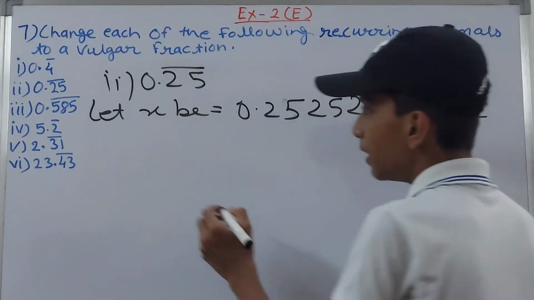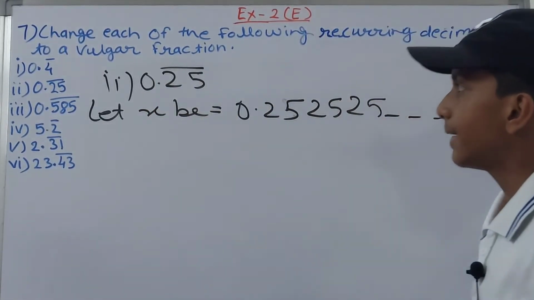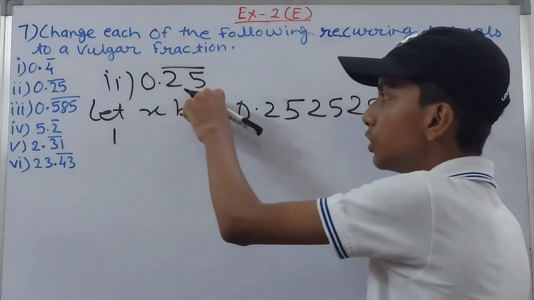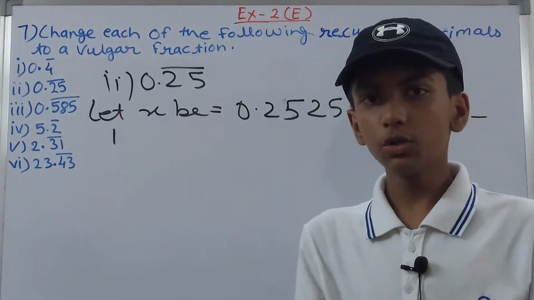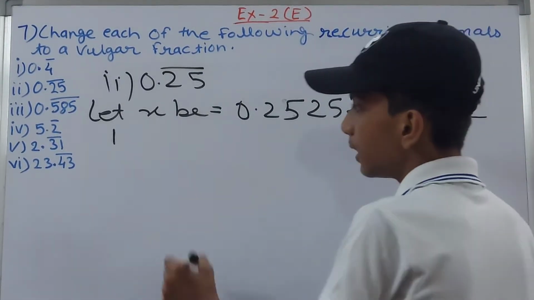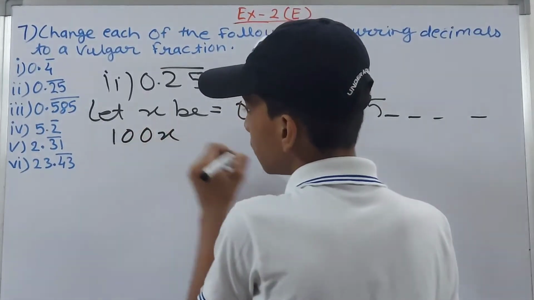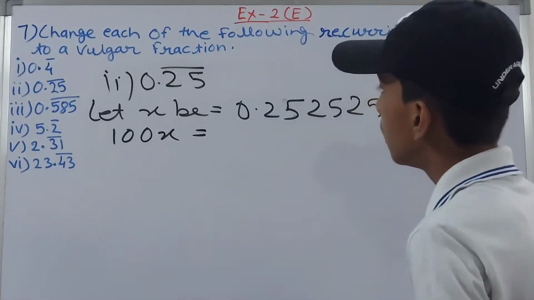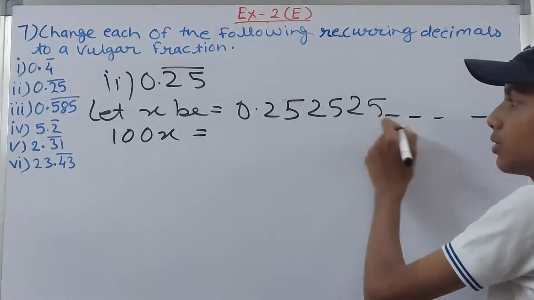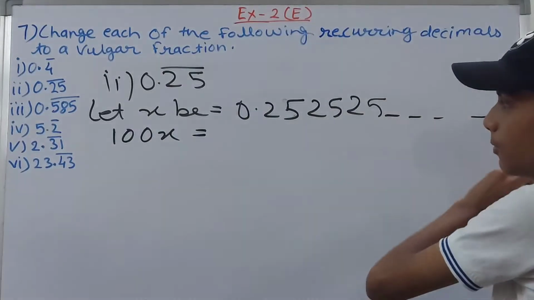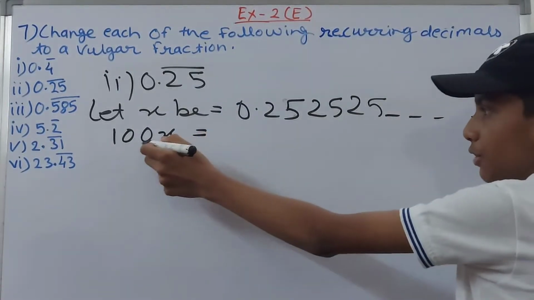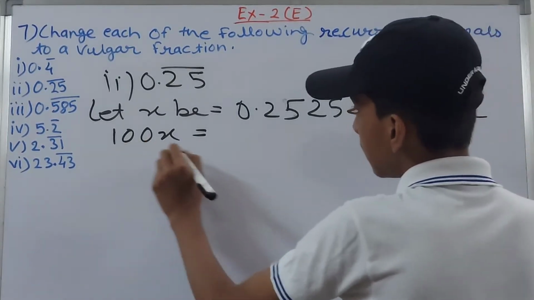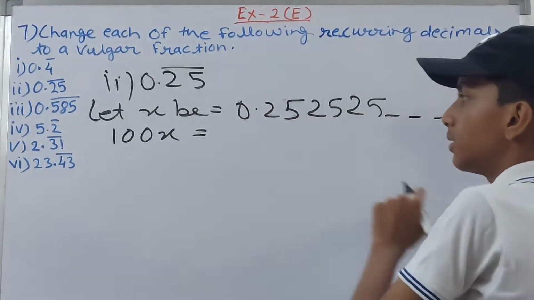Now the next step: we write 1, and since 2 digits are being repeated, we put 2 zeros after 1. So we get 100x. We multiply the x value, that is 0.252525 and so on, by 100. Basically 2 zeros means our decimal point will move 2 places.